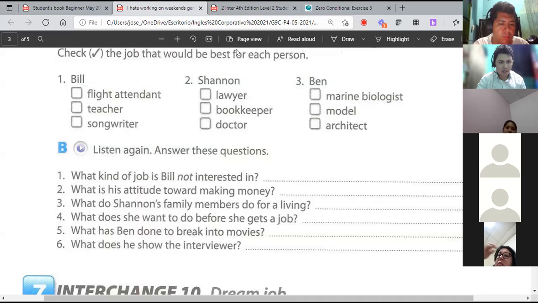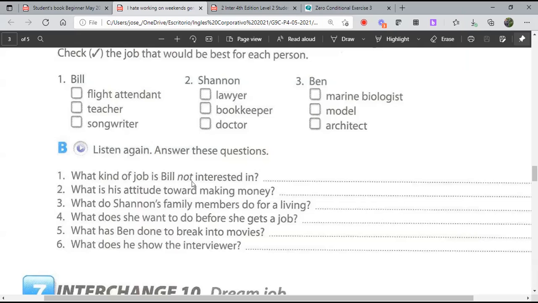Mr. Gamero, now that you participated, can you help us read the questions for part B, sir? What kind of job is Bill not interested in? What is his attitude toward making money? What do Shannon's family members do for a living? Number 4. What does she want to do before she gets a job? Number 5. What has Ben done to break into movies? Number 6. What does he show the interviewer? Yes, thank you, sir.